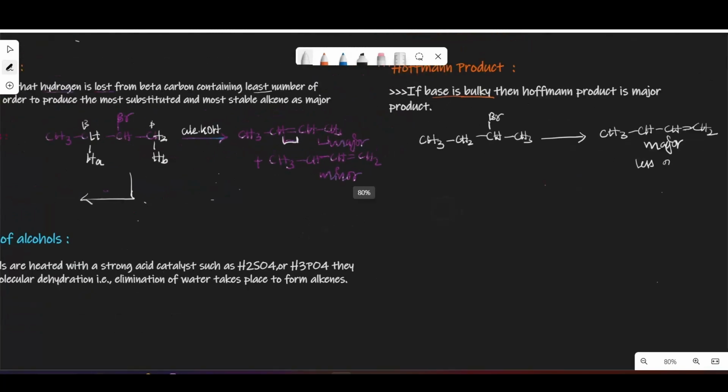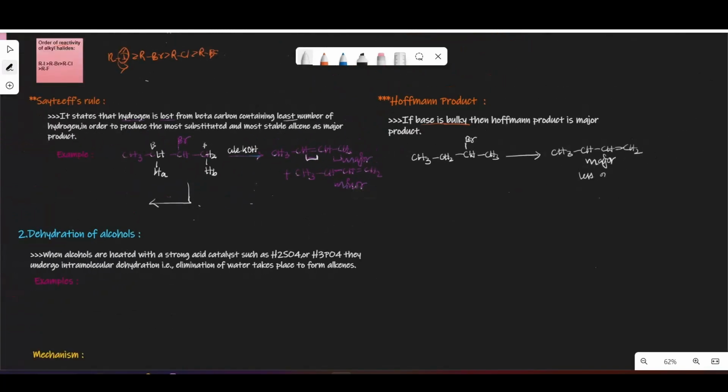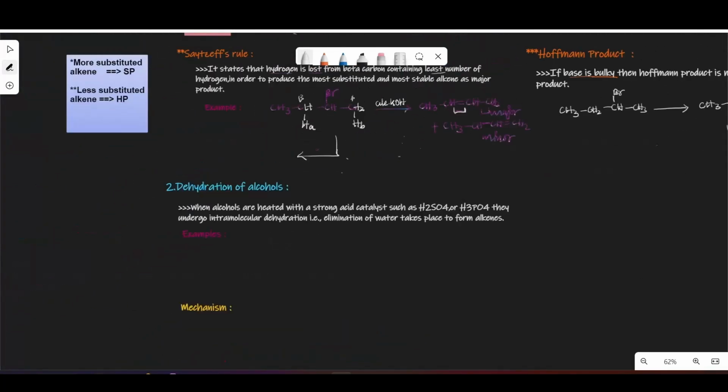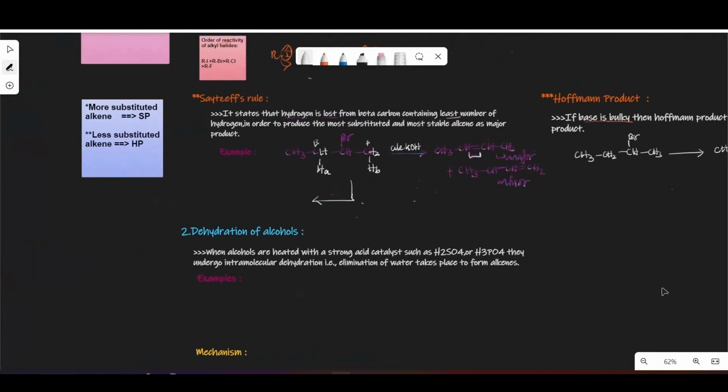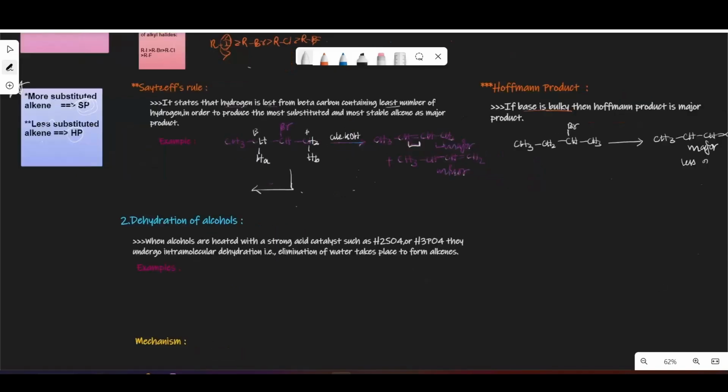This is all about the Saytzeff and Hofmann products. You should remember this: the more substituted alkene is the Saytzeff product, and the less substituted alkene is the Hofmann product.